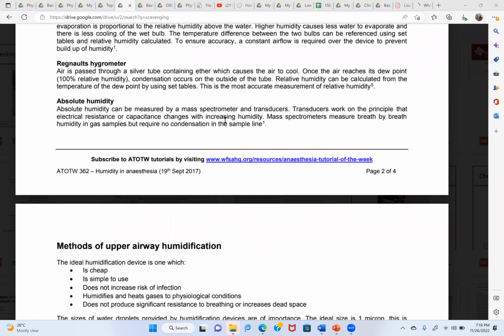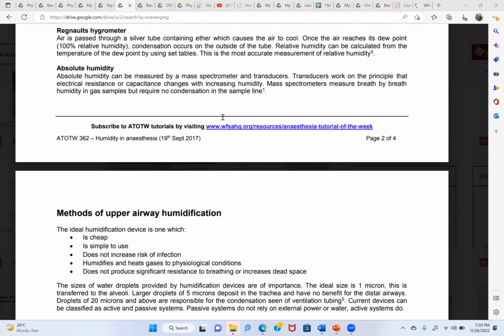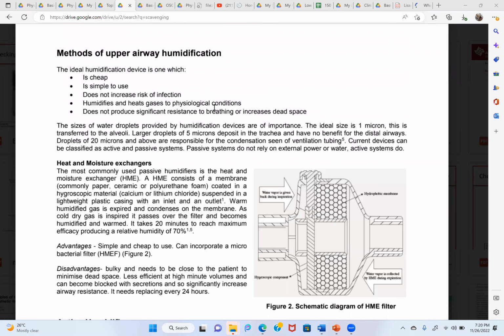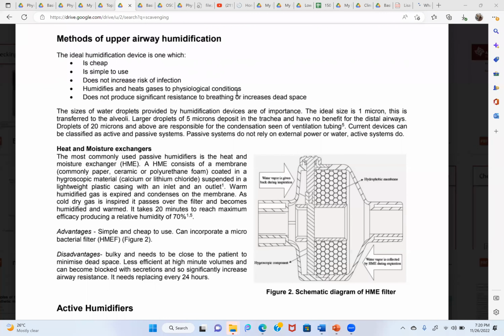MCQs can come, because of course the people who are preparing for the EDA exam or any basic science exam will be asked. But in the oral part or in clinical practice, you should just have a concept, because practically speaking, we are not using these things. Okay. So airway humidification, which is occurring naturally, is cheap, simple.